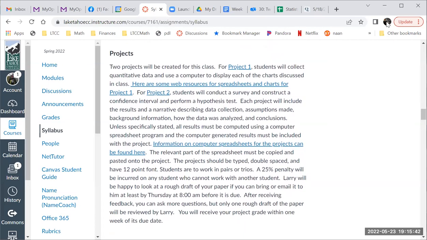Okay, so now we're in project 2. For project 2, students will conduct a survey that constructs a confidence interval and performs a hypothesis test. Okay, because those are the 2 main things we've been doing the last 3 weeks. Each project will include the results and a narrative describing the data collection, assumptions made, background information, how the data was analyzed, and conclusions. Okay, I'm going to click on this project 2.